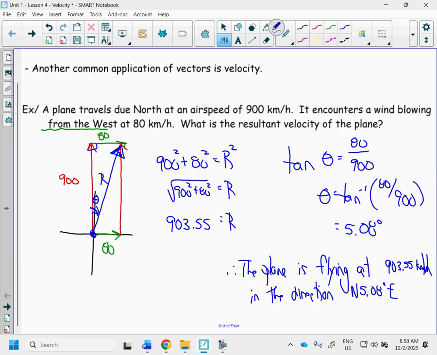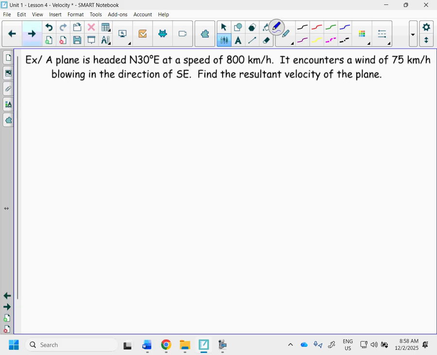Okay, I'm going to try another one. One of my suggestions as we move our way forward is pause and try some of these yourself. Plane is head north, 30 east, at a speed of 800. Okay, there's my compass again. So it says north, 30 east. What that means is start at north and go towards the east by 30 degrees. In other words, you can end up with a plane that's going about there. That angle is 30 from north towards the east.